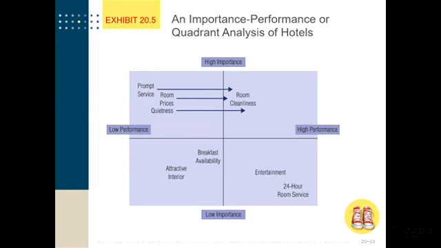And look at the last quadrant. This is the combination of low performance and high importance: prompt service, room prices, and quietness. These three are high importance variables, but their performances are low. Okay? So what do you find out from this analysis? If this quadrant analysis is presented to you, what information do you get?